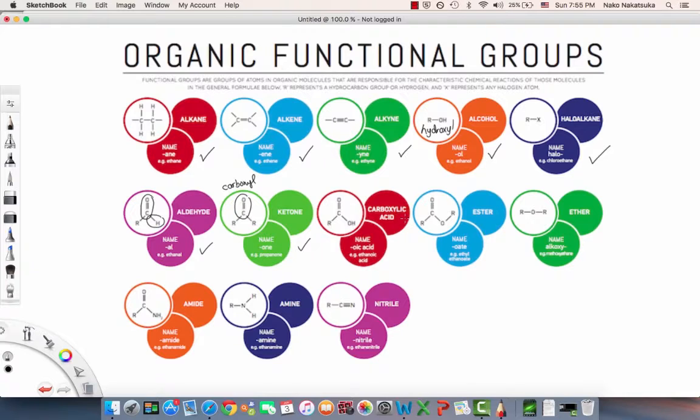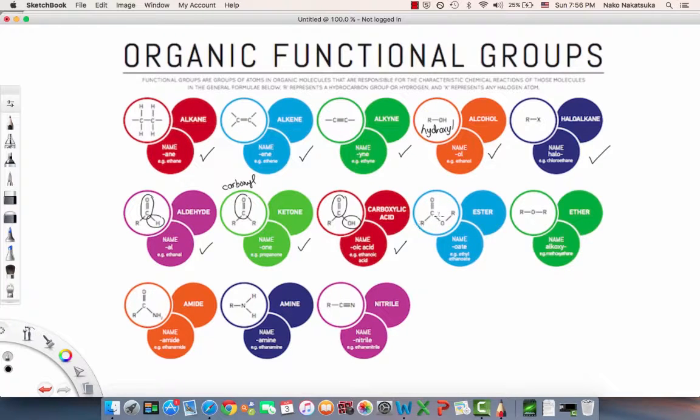So carboxylic acid is a combination of a carbonyl and an alcohol. So you have the C double bond O and also the OH of the alcohol. You always end the name with -oic acid. An example of this is ethanoic acid. Whenever you see a COOH group in any molecule, you can always assume that it has acidic properties because it has a carboxylic acid group.